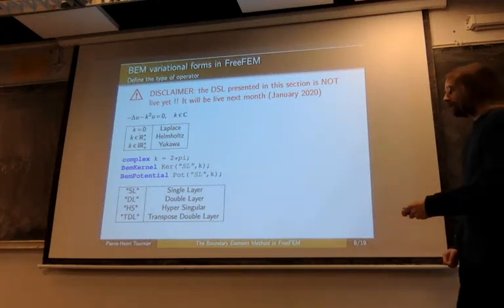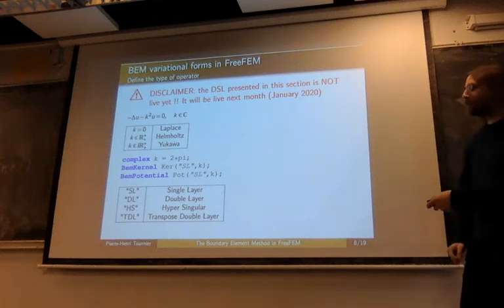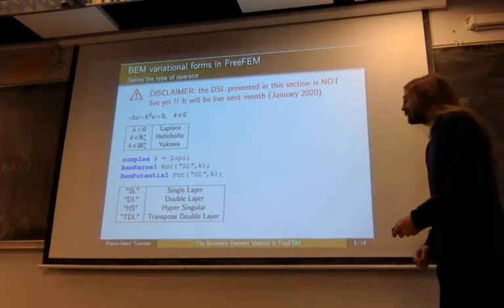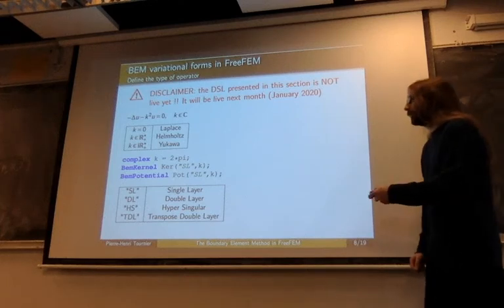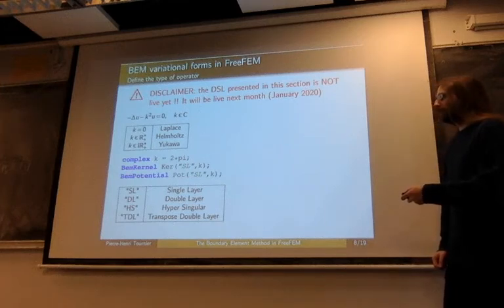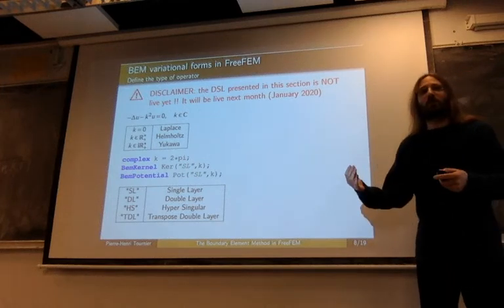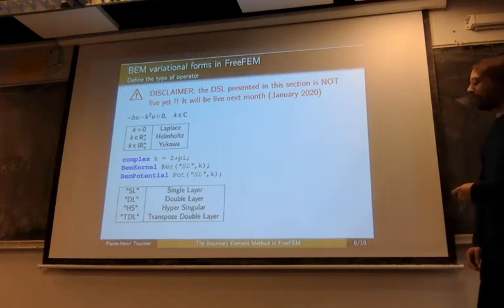So you have single layer, double layer, hypersingular, and I think you said, okay, I could transpose the double layer here. And basically, this is a string here that you can specify to define your kernel. And we will see also that you need to also define the potential if you want to reconstruct the field in the domain that you want to visualize. But we will see that after.